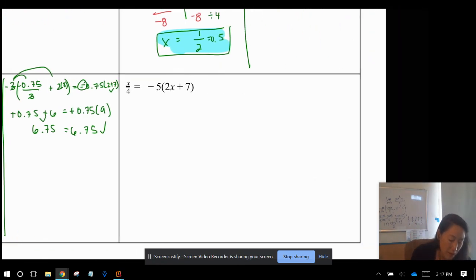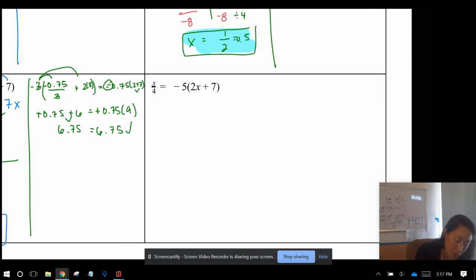Okay, last one. We can do this. I missed there. Okay, so I have nothing to simplify on the left-hand side. Let's try the right-hand side. So I'm going to distribute in the negative 5. So I get x over 4 is equal to 10x minus 35. Okay, I am not a fan of this divide by 4, so I'm going to go ahead and simplify this equation by multiplying by 4 on both sides.